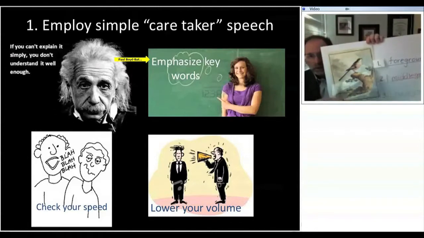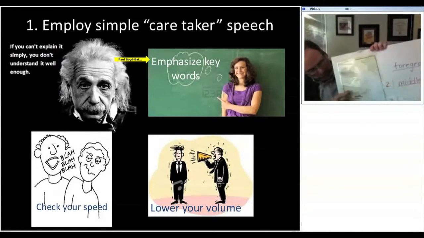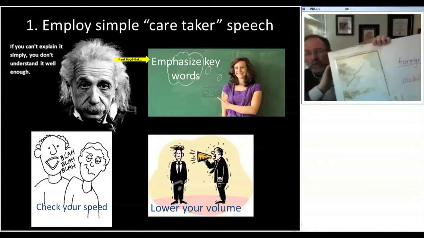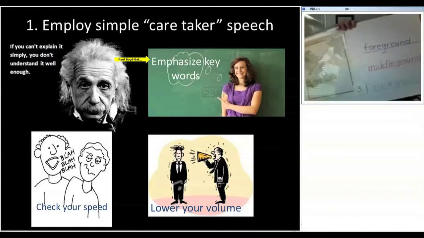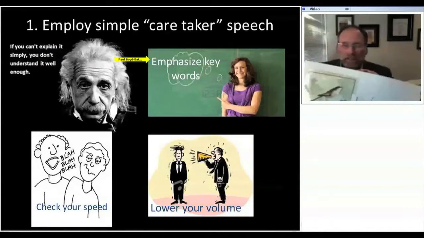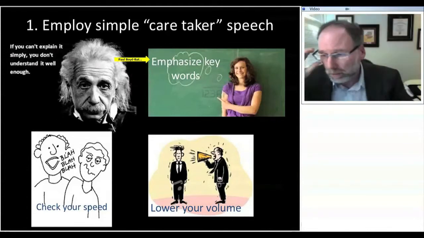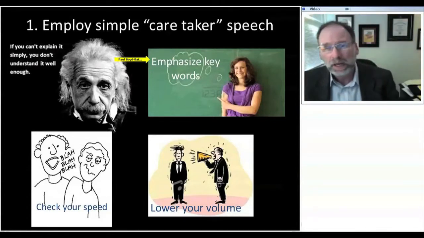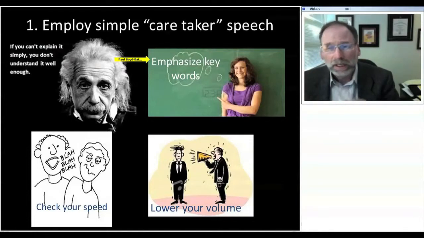Foreground, middle ground, and background. These are ways, I'm going to hold up the keywords there. Notice that I did not use a lot of words, but I emphasized three keywords that allowed us to emphasize what the lesson was about for art. Let's move on.